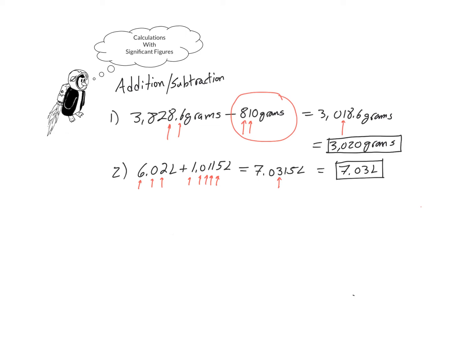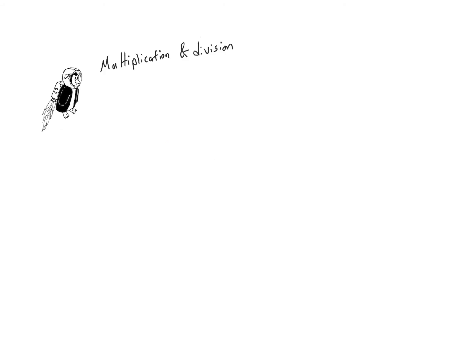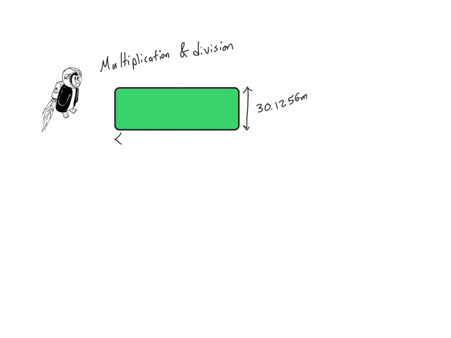Now let's talk about the multiplication rule. Imagine that you are tasked with measuring the area of a field. You and your lab partner decide to split up tasks. You painstakingly measure your side of the rectangle. You take hours of effort and get 30.1256 meters. So you measured it down to the 10th of a millimeter. Your lab partner, on the other hand, is not quite as motivated. He looks at the field and says, it's about 100 meters.